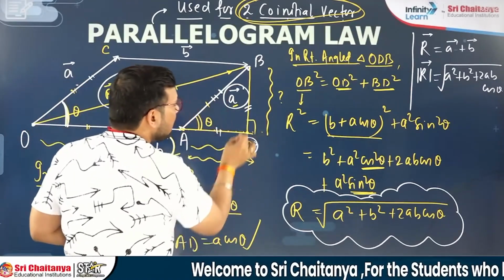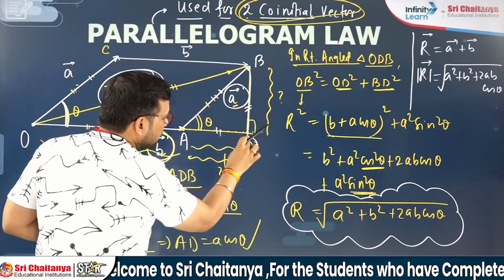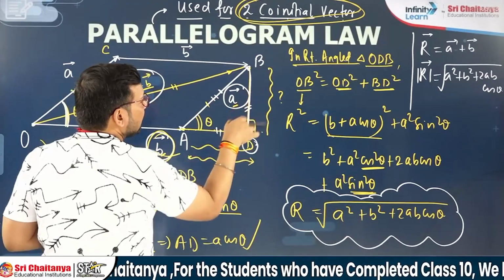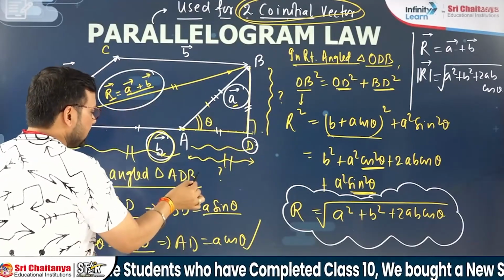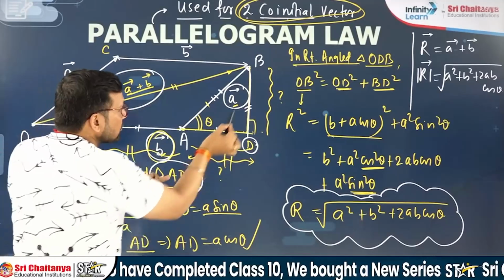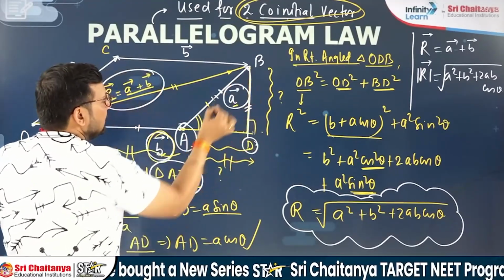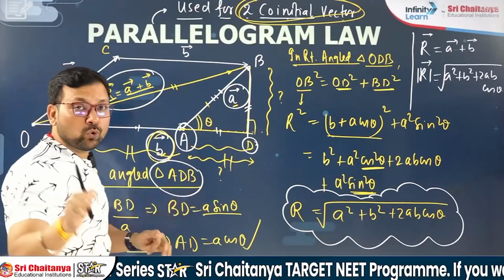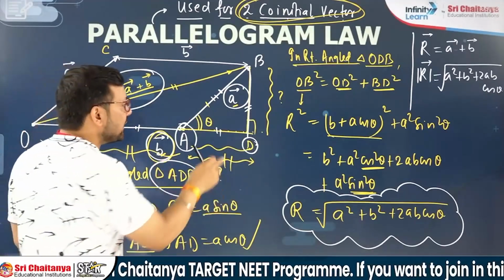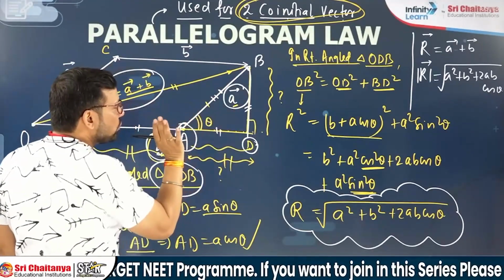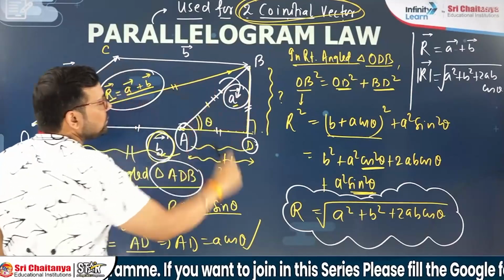That point is D. Then draw a perpendicular. This perpendicular made a new triangle, and that new triangle is your ADB. Now you have to focus. Where is A? Where is D? Where is B? This is a right angle triangle. In this right angle triangle, the only known quantity was the hypotenuse. This was known to us, and this value was equal to A.